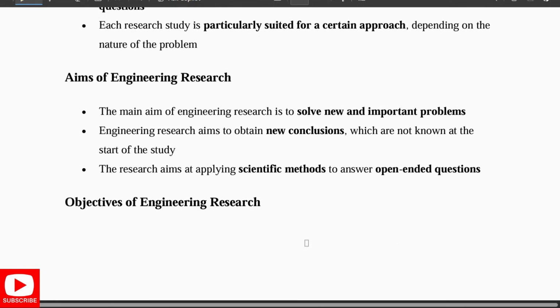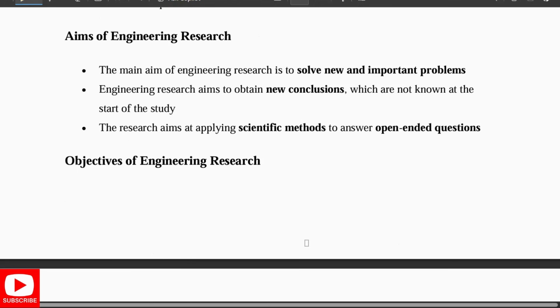Then, what are the aims? The first main aim is to solve new as well as important problems that arise. The second one is that engineering research aims to obtain new conclusions which are not known at the start of the study. Then it aims at applying scientific methods to answer open-ended questions.